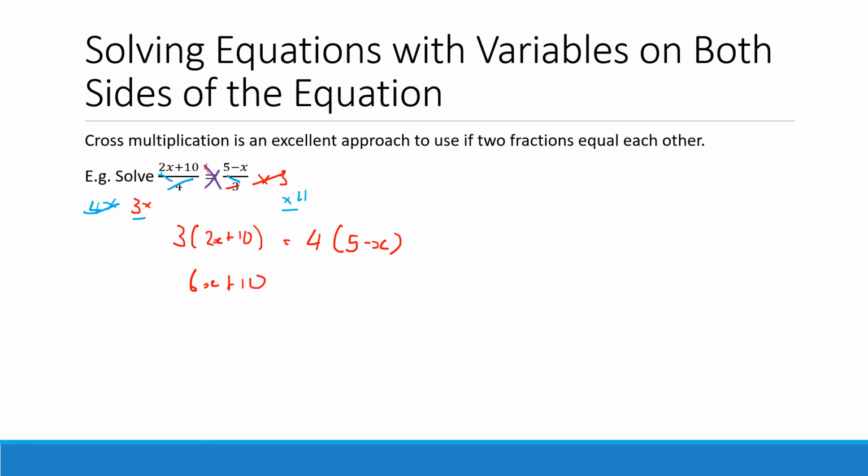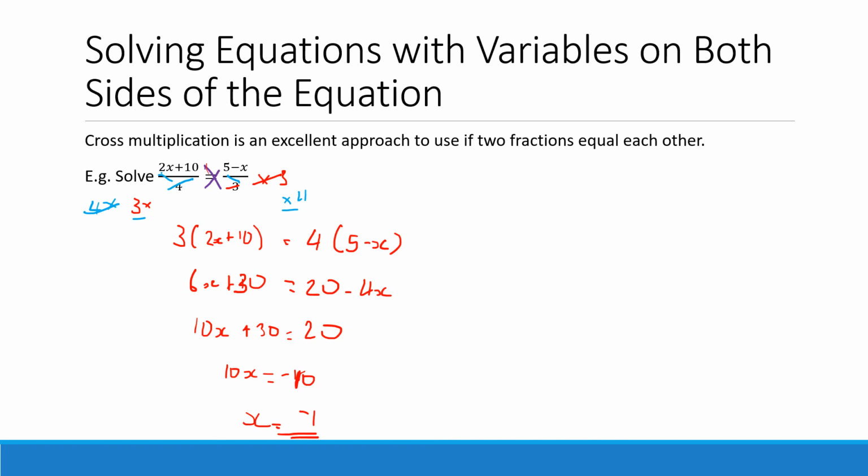6x plus 30 equals 20 minus 4x. If we add 4x to both sides, 10x plus 30 equals 20. Subtract 30 from both sides. 10x equals negative 10. Negative 10, not negative 110. x equals negative 1. All right, and there's my solution to that equation.